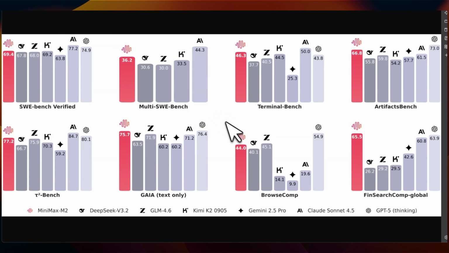If you look at these coding and agentic benchmarks, it's a state-of-the-art open weight model, which is closer to Claude Sonnet 4.5. It doesn't beat it, but gets closer there. But hands down, it seems to be the best open weight model.